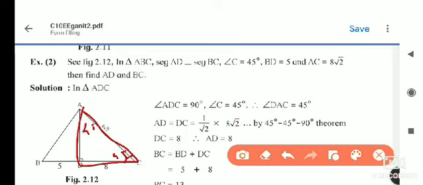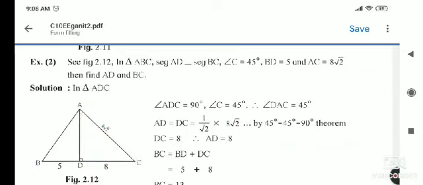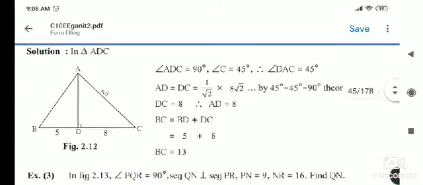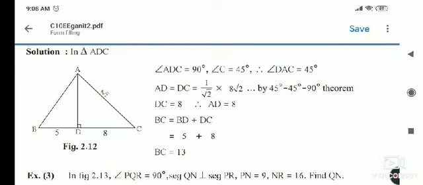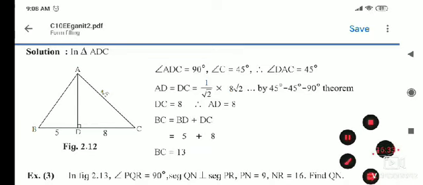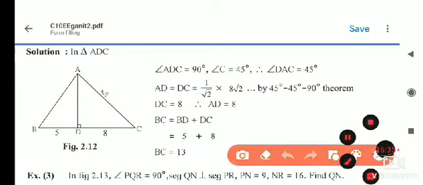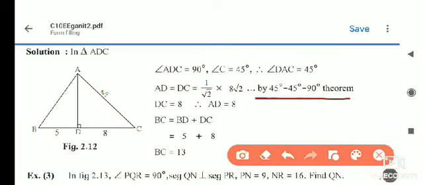The measure of this angle is equal to how much then? 45. Then this triangle ADC is a right angle, 45-45-90 triangle. So using the 45-45-90 theorem in triangle ADC, what do we get here? AD is equal to 1 upon root 2 of the hypotenuse. So when you solve this, 1 by root 2 gets cancelled with root 2. So here remains DC is equal to 8.